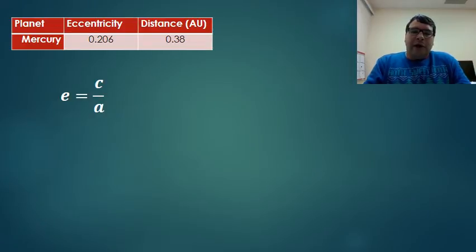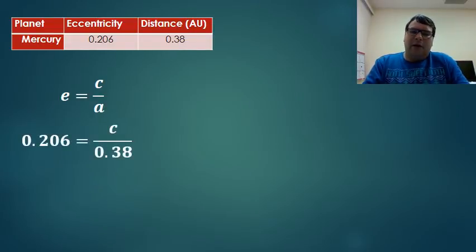If we're using our eccentricity formula, e equals c over a, we know eccentricity, we know the semi-major axis. This is the distance in astronomical units. What we don't know is where is the center, because the sun is not necessarily the center, especially when you have eccentricity of anything greater than 0. So let's go ahead and find our eccentricity relationship.